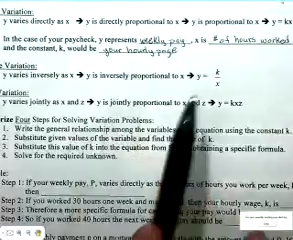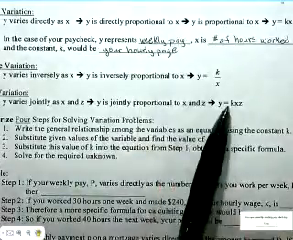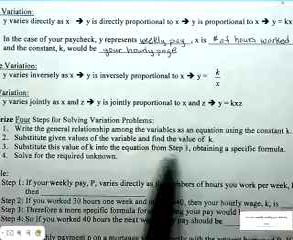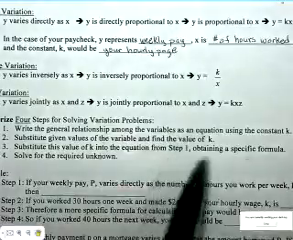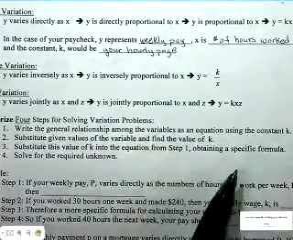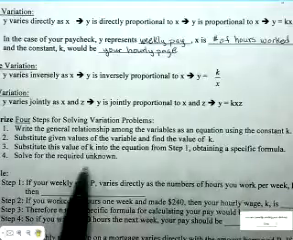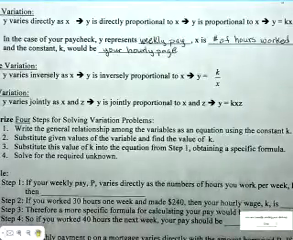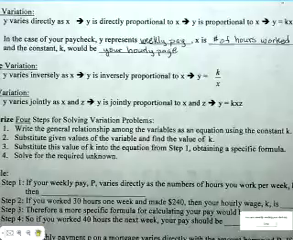The third step, once you know the value of k, is to substitute it back into your original equation to get a specific formula. And then number 4, solve for the required unknown. Those 4 steps only make sense when you see them in an example. So we're going to do a bunch of examples.